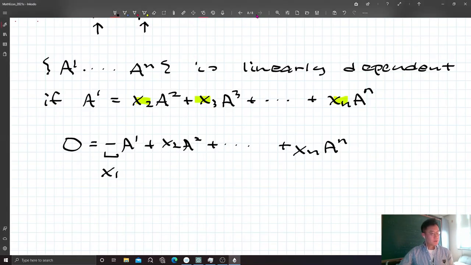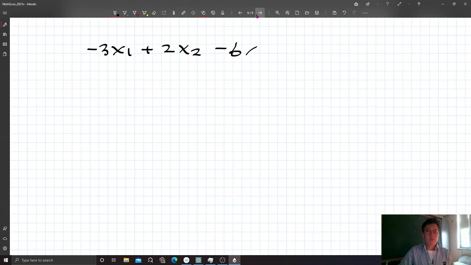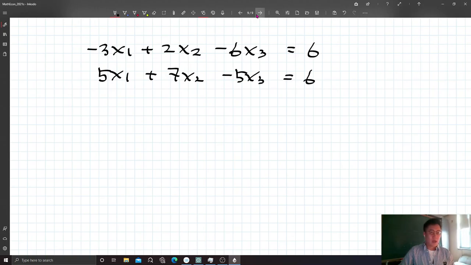So in this note, suppose we have a system of 3 equations and 3 variables. Five x1, 7x2, 5x3, and x1, 4x2, 2x3, and 8.